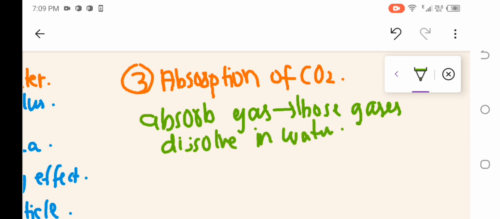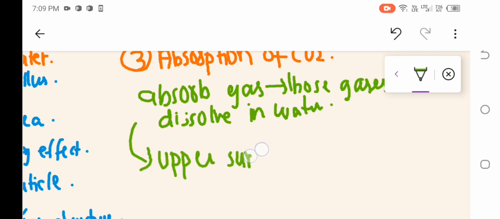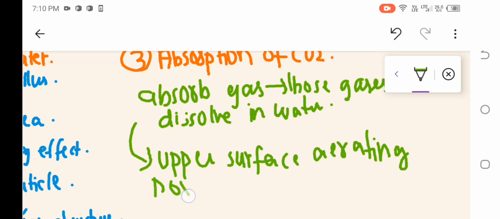ठीक है? And the upper surface of the thallus is provided with aerating pores. Now in these land plants, the upper surface, जो इनका upper surface होता है ना, that contains the aerating pores. ठीक है? Now what are these pores? Each pore leads inside the air chamber.